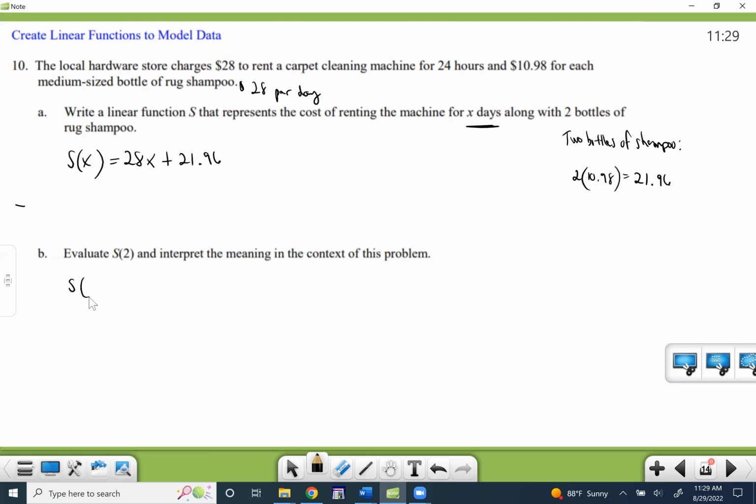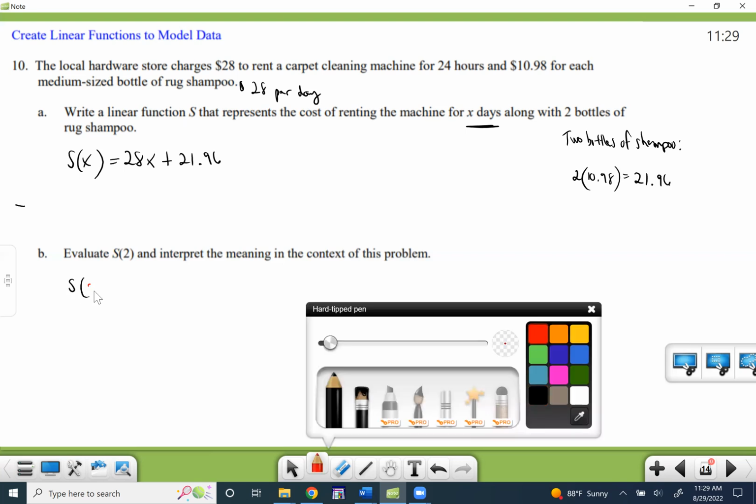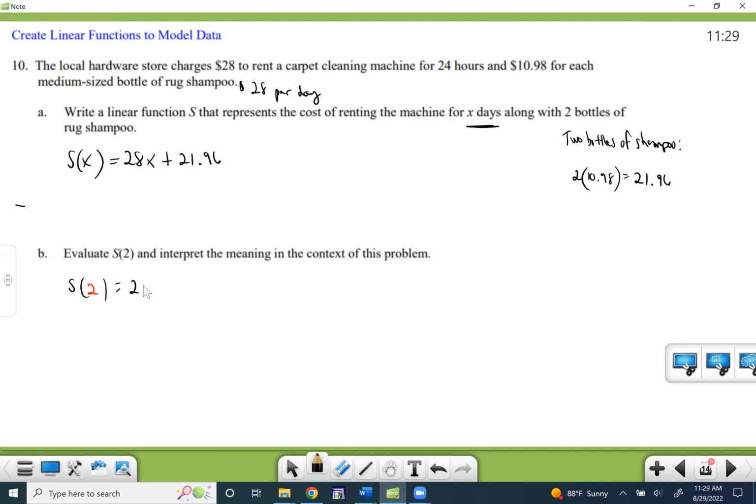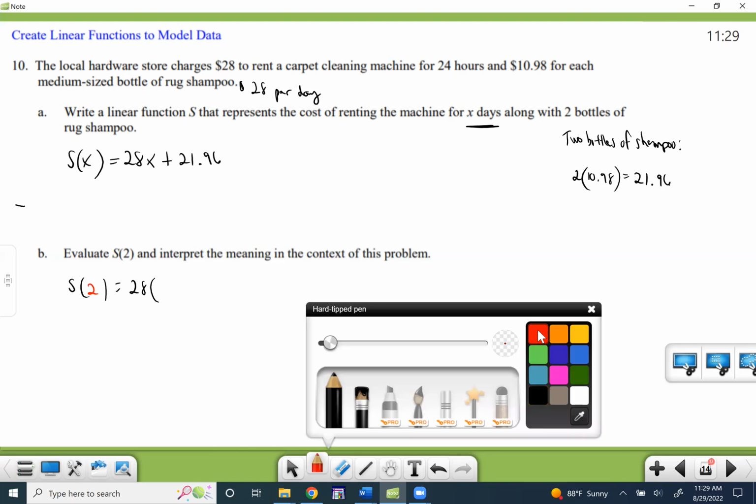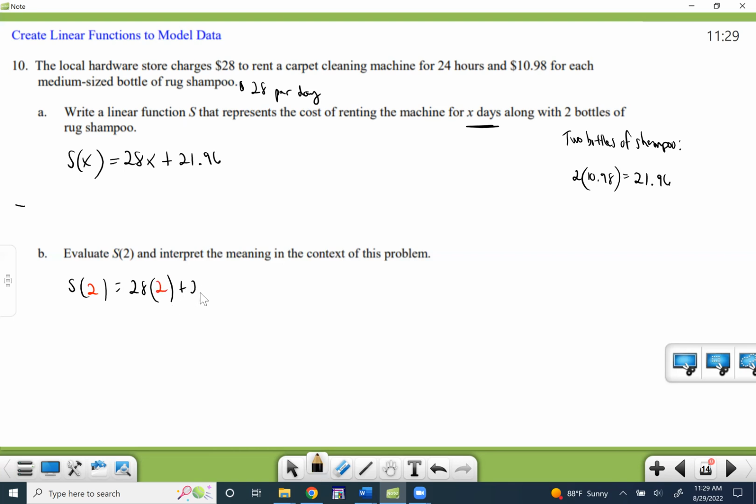So in other words, we're going to substitute 2 in everywhere where we see an X, right? Okay, so 2 times 28, I believe, is 56. And then we just have to add $21.96 to that. Okay, so 77.96.